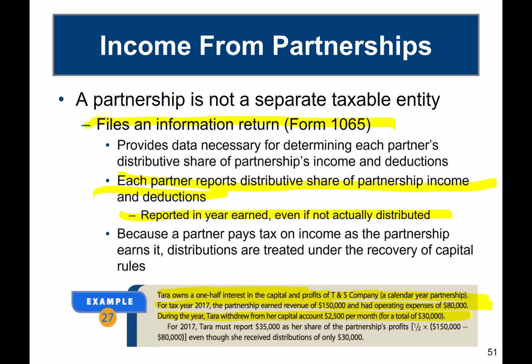It has nothing to do with what you would draw. That's a distractor, okay? And then we say that for 2017, Tara must report what? 35,000 as her share of the partnership profit. She's a half owner, and the revenues were 150, the expenses were 80. The fact that she received distributions of 30,000 is not relevant to this, right? It's simply whatever her share was of the earnings of the partnership.